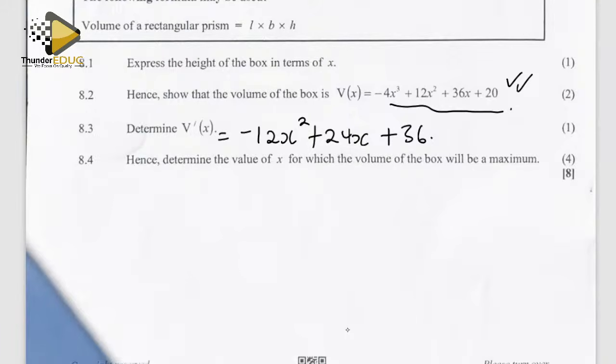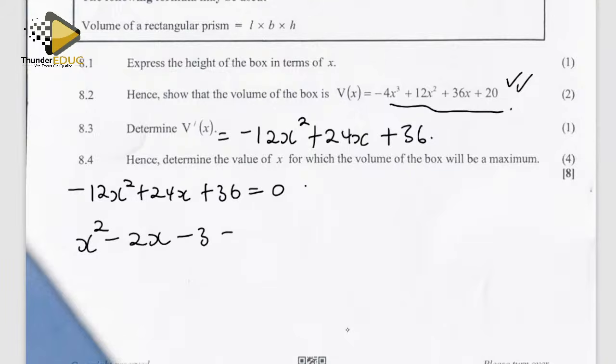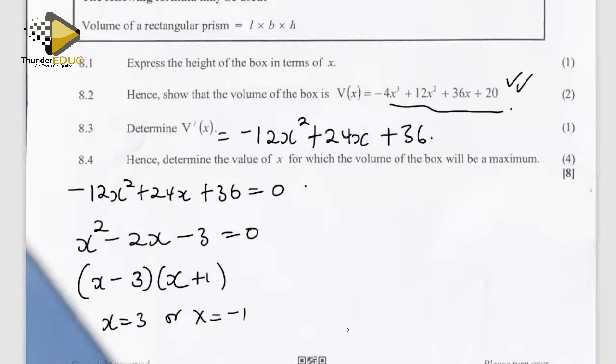Now, since we found the first derivative, we just have to equate it to 0. Negative 12x squared plus 24x plus 36 is equal to 0. Divide through by negative 12. x squared minus 2x minus 3 is 0. Meaning that (x minus 3)(x plus 1), so either x is 3 or x is negative 1.